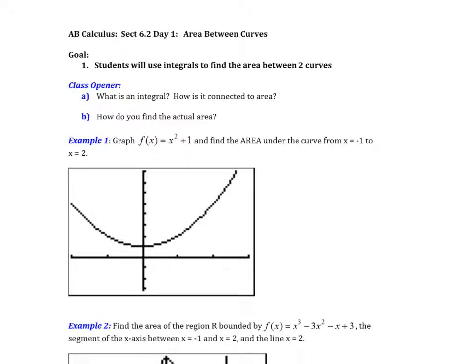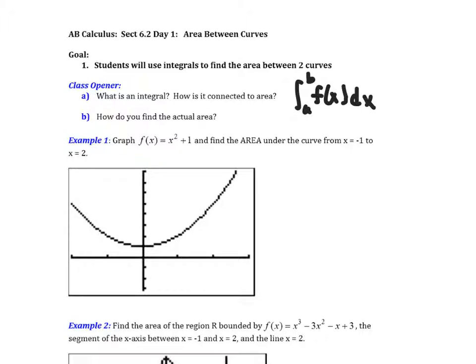All right, 6.2, day number 1, area between curves. What is an integral and how is it connected to area? Well, if I wrote out an integral from a to b of f of x dx, that would find the area between the curve and the x-axis from a to b.